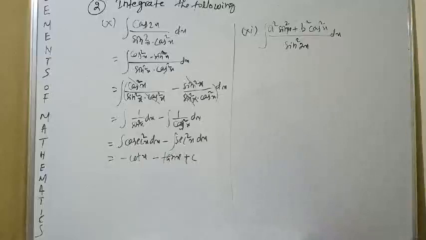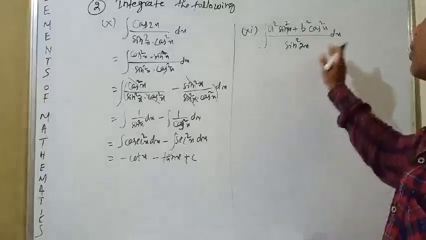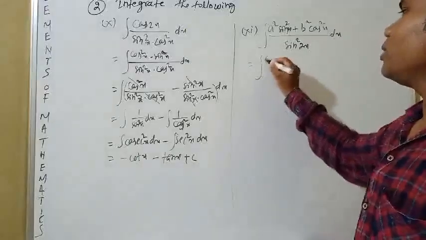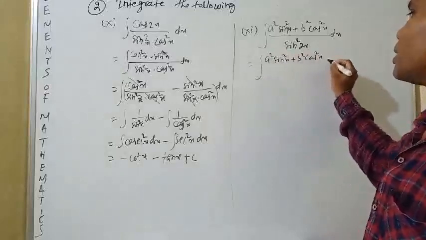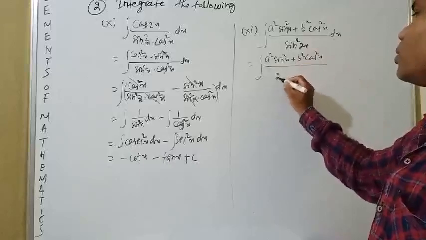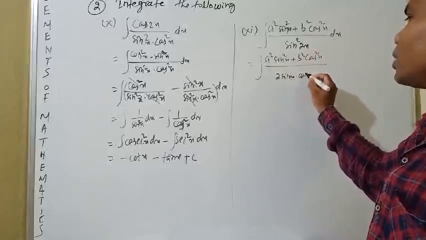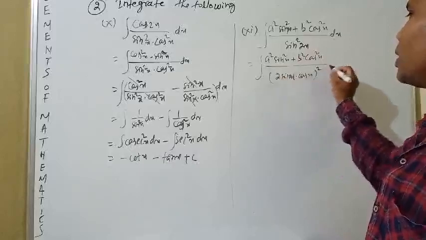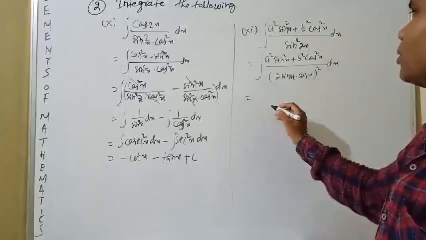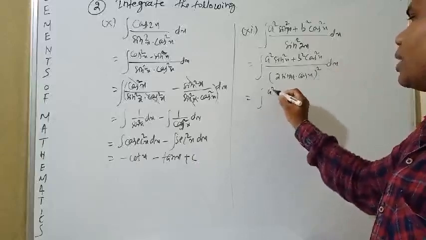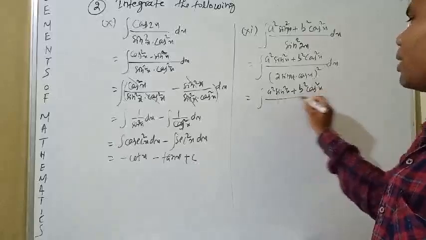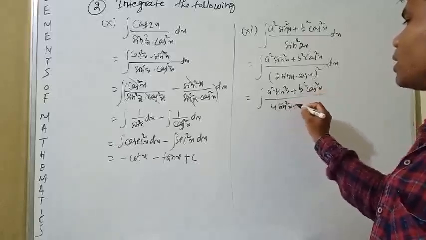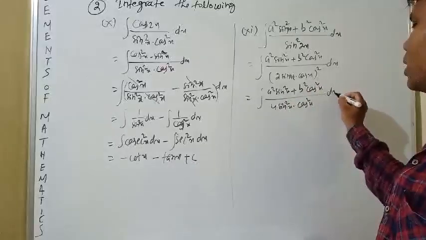You see the next question: integration of a square sin square x plus b square cos square x, by sin square 2x dx. Okay, you see, this is a square sin square x plus b square cos square x by sin 2x, that is (2 sin x into cos x) whole square dx. Okay, this is equal to a square sin square x plus b square cos square x, divided by 4 sin square x into cos square x dx.